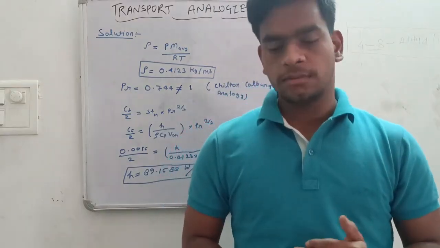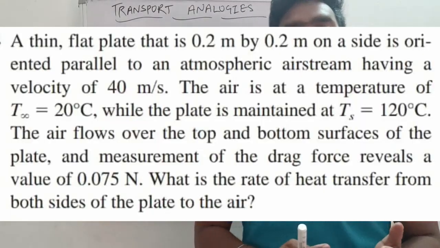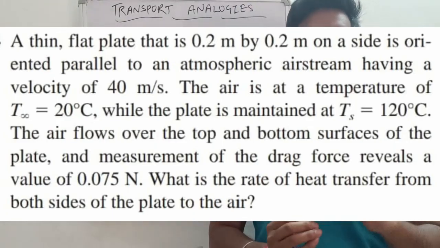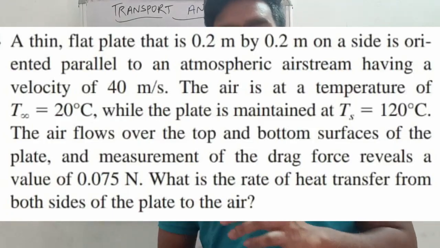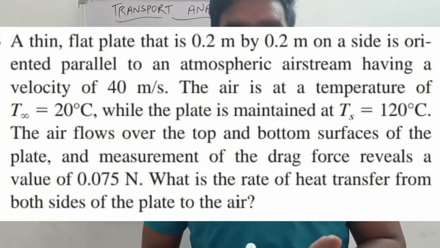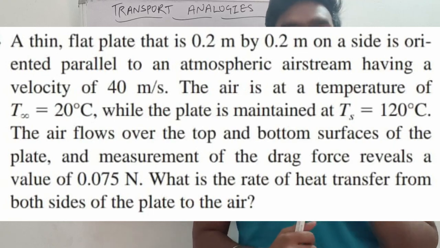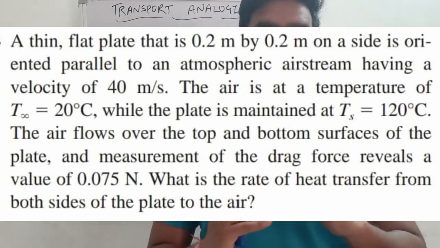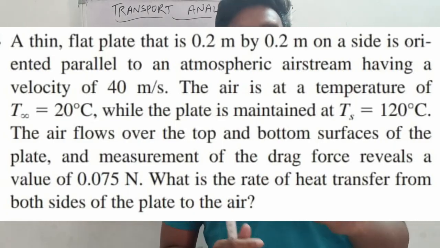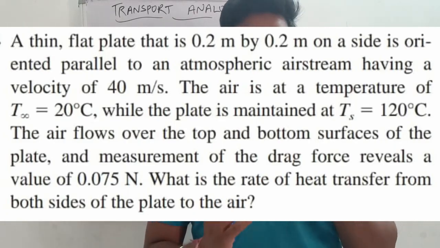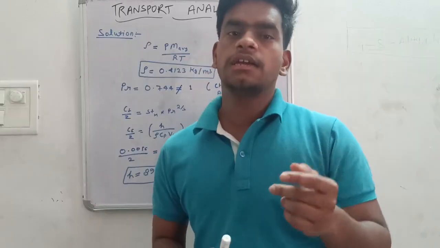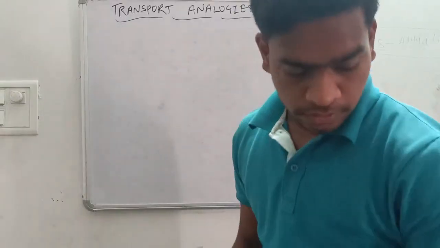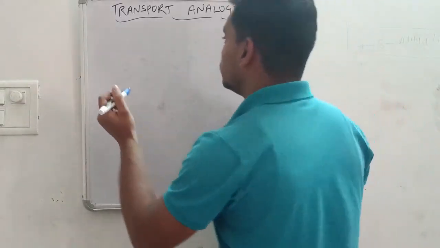So now we are going to solve our last question, which is for a temperature difference between surface and environment. So the temperature of the plate, flat plate, is 120 degrees Celsius, and the temperature of ambient or environment is 20 degrees Celsius. So the heat is transferring from flat plate to the environment. So we have to find the rate of heat transfer from the plate to atmosphere. So for that we have some given parameters. So we'll write those parameters.